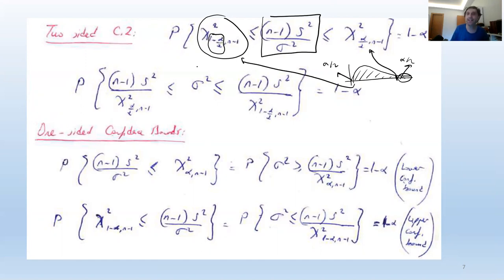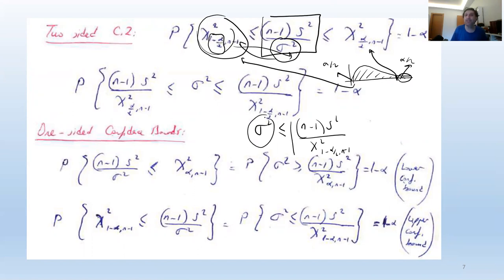But here's the tricky part. Since this is in the denominator, when you put this whole term here, we are going to obtain sigma square smaller than n minus 1 s square over this chi-square distributed random variable with n minus 1 degrees of freedom. This is going to be the upper limit of sigma square. And when you do the same thing for the left-hand side, you are going to obtain the lower limit.